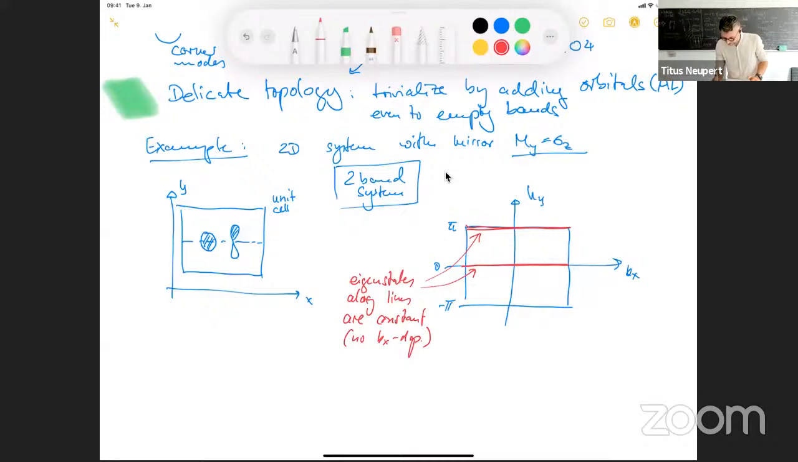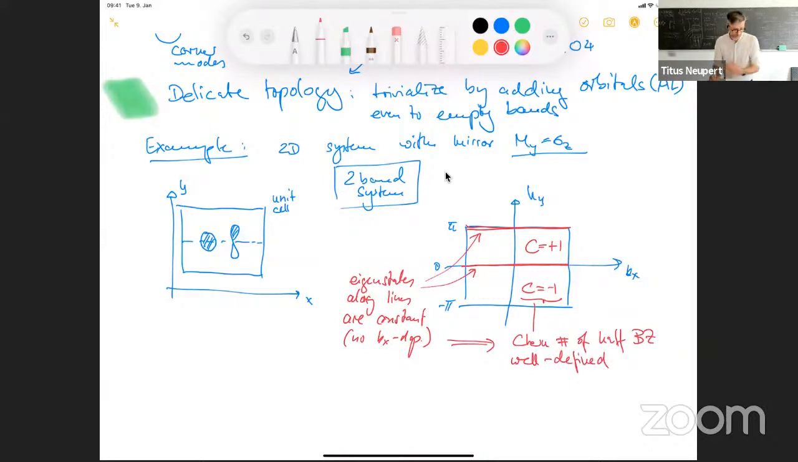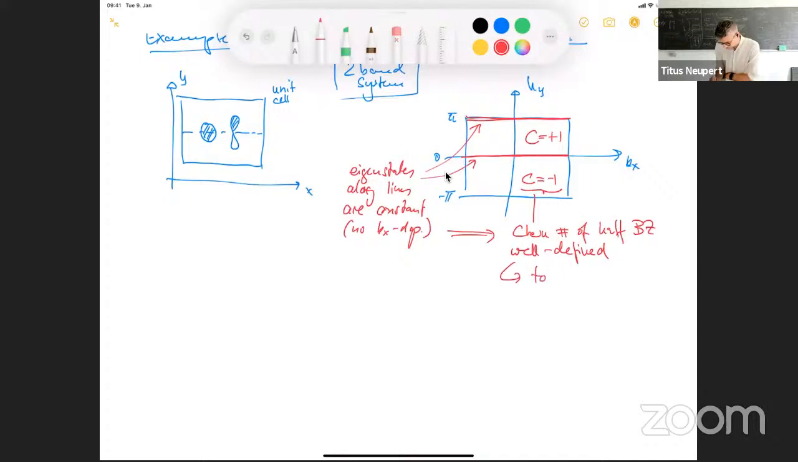So I can define the Chern number on half of the Brillouin zone. I can look at the system where the Chern number is plus 1 in one half and minus 1 in the other half. But the Chern number of half of the Brillouin zone is well defined, and that's because of this. Of course, in most simple systems it will be zero, but I can imagine systems where it's not the case. And so this is a topological invariant for this delicate system.